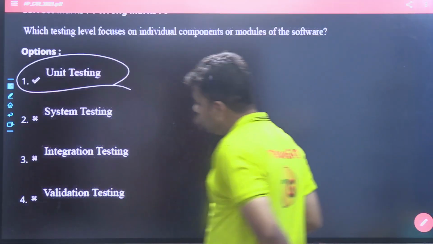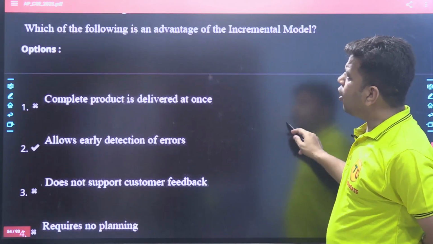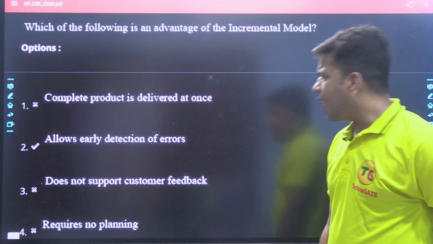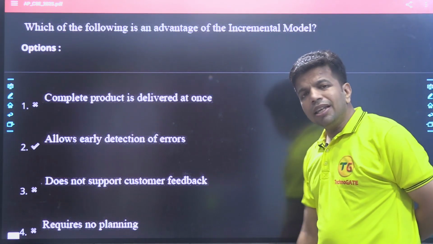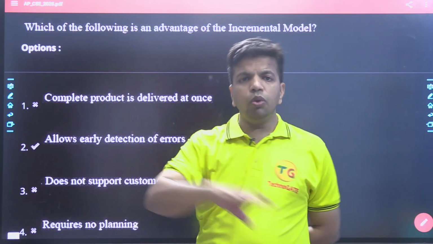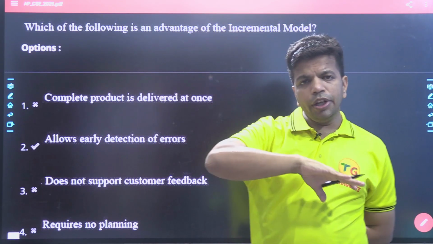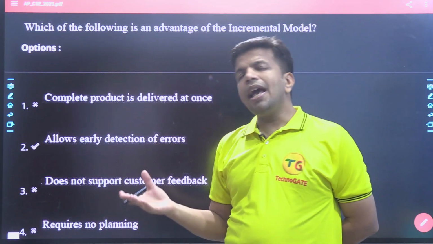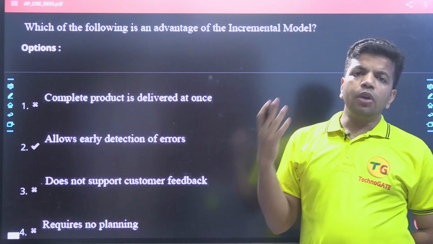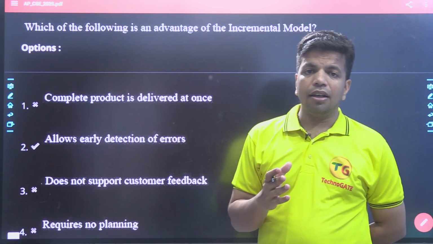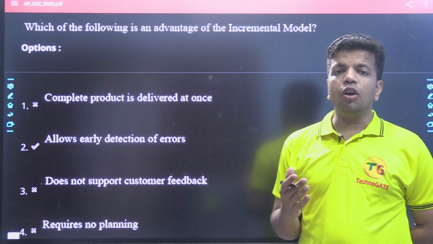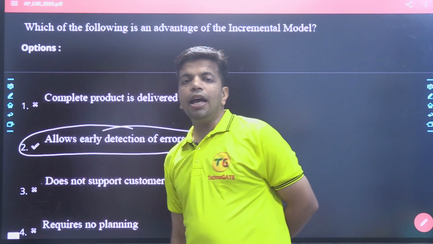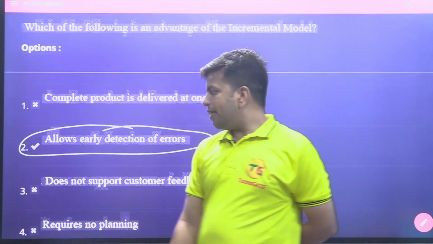Okay, let's move to the next one. Which of the following is an advantage of the incremental model? That is another software development model. In the incremental model, we are not going to do all the things at the beginning. We work in an incremental fashion. The benefit of this is that if there is any error in a module, you can identify that error earlier as compared to other models. So it allows earlier detection of errors. Are you getting my point? So second is your answer.